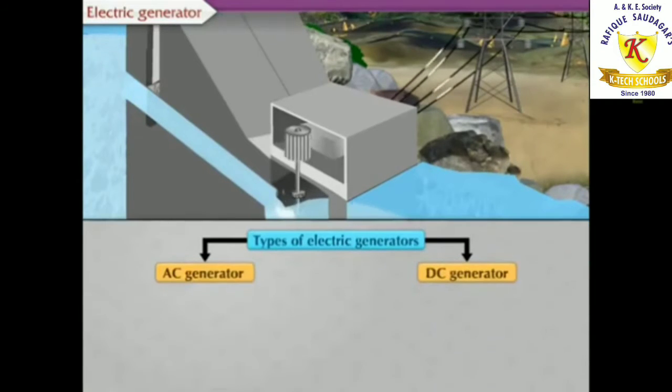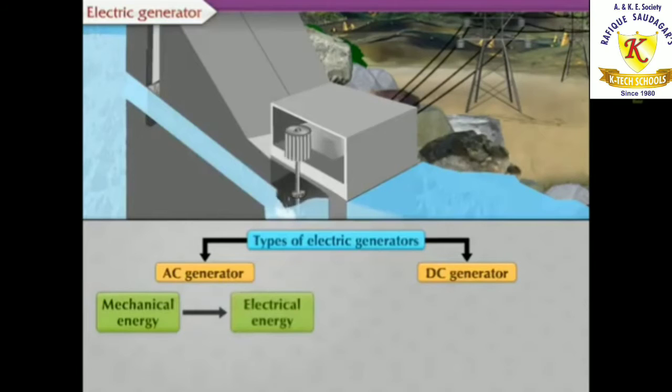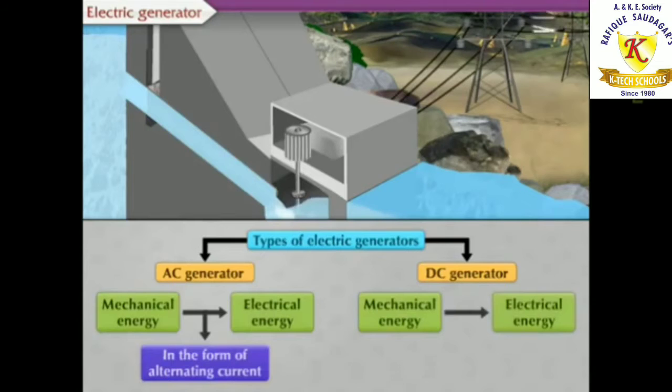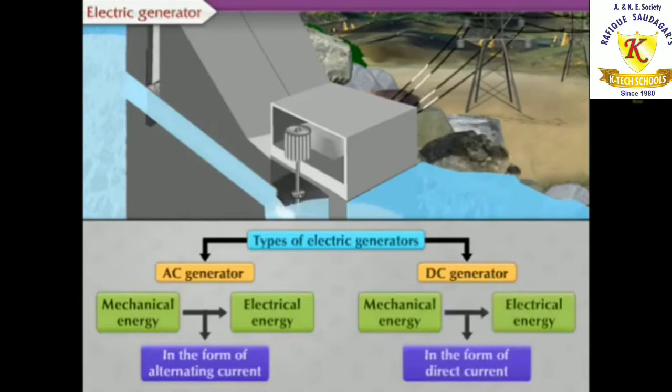So an AC generator is one in which the mechanical energy is converted to electrical energy in the form of alternating current. Whereas in a DC generator, mechanical energy is converted into electrical energy in the form of direct current. So, let us first learn about the construction and working of the AC generator.